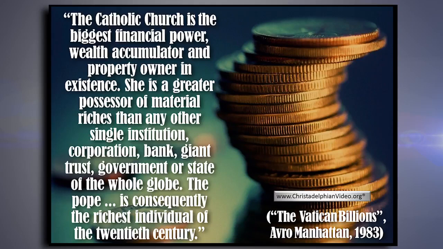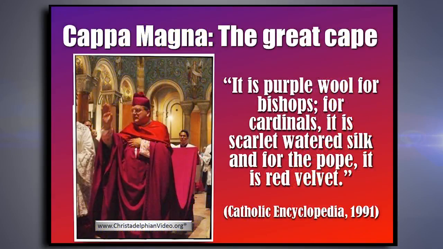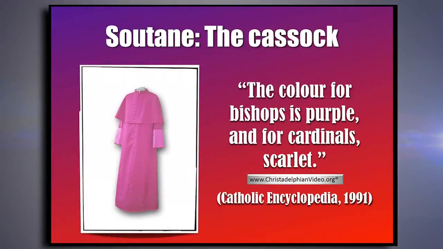She's in purple and scarlet coloured, okay? And if you look at pictures, if you go into any of the cathedrals or chapels, you will see something like this. This is called the Cappa Magna, which means the Great Cape. And you can see it's a purple wool for bishops. For cardinals, it is red. It's a scarlet watered silk, and for the Pope, it is red velvet. It really denotes the leaders here, right? And many of the colours that were part of the high priest in the book of Exodus have been picked up and embraced by the Catholic Church. Here's the soutane, the cassock. The colour for bishop is purple and for cardinals is scarlet. Okay?